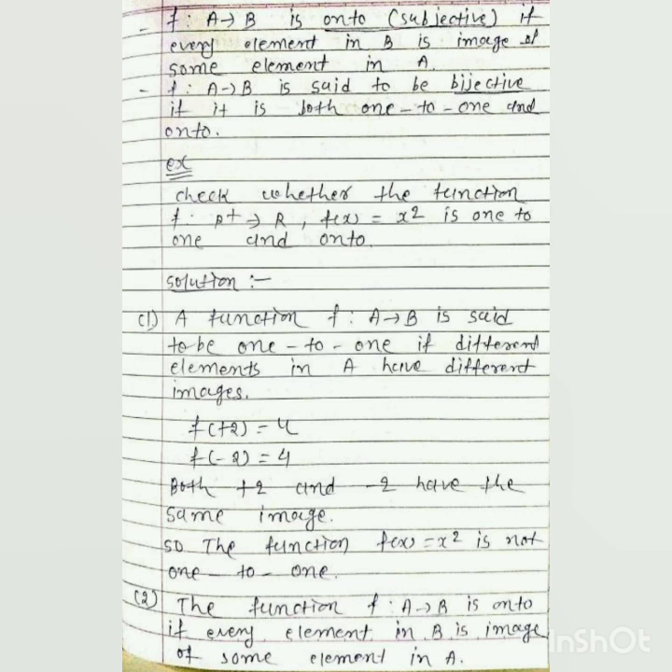Just take an example here: f from R+ to R. See, here the domain and codomain are very important. The domain is given as R+, that means we have to take the elements of R but in the positive manner only, we cannot take negative values. So f: R+ → R, and f(x) is given as x². We have to check whether it is one-to-one and onto. So one by one we will check.